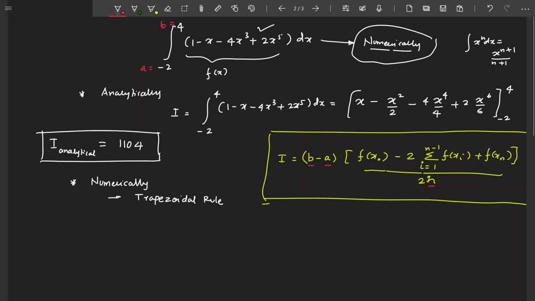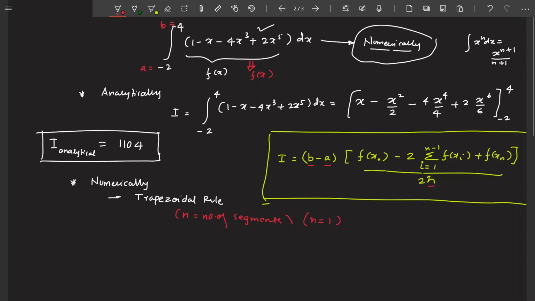Okay, and this thing is your f of x. So whenever I give you a problem, I'll always mention and give you the value of n, that is the number of segments. But whenever the number of segments is not given, you should always assume it equal to 1.